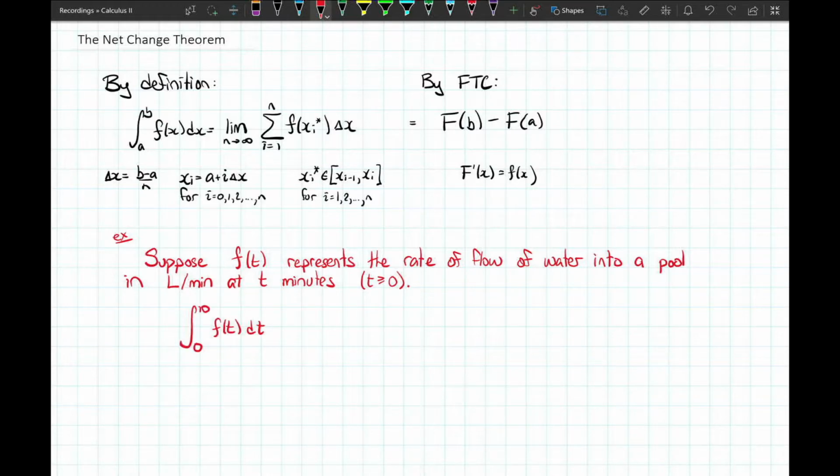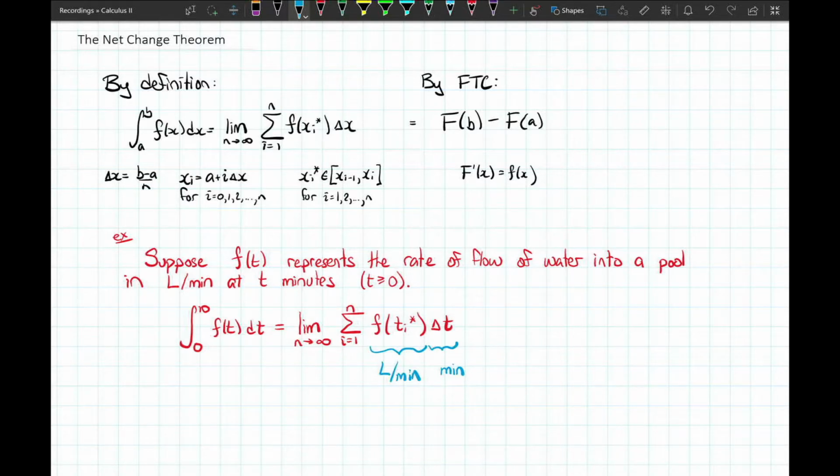Since t is my variable, this would be the definite integral of the function f of t from 0 to 10 with respect to t. Let's take a look at the definition of that definite integral. Just changing a variable, this would give me the function f evaluated at ti star times delta t. Now, if we want to think about the units of this, remember that this function represents the rate of change of volume, so this would be in liters per minute. And we're going to be multiplying that rate by a short subinterval, delta t, which is measured in minutes.